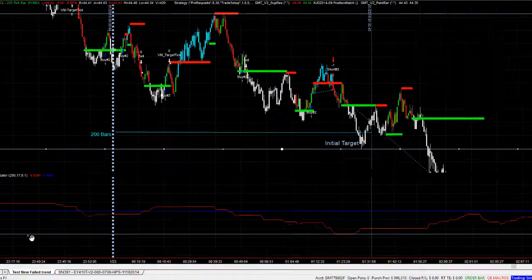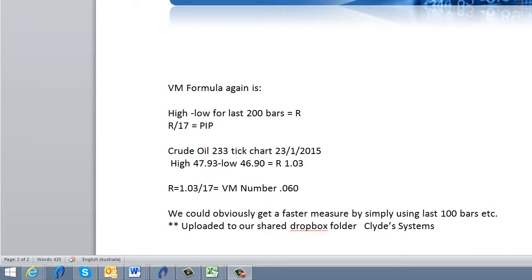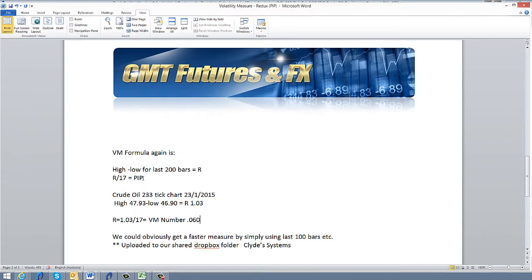Okay traders, so let's go through our formula. We have our high minus our low for the last 200 bars. That's our default, and that equals R. Now R is then divided by 17, and that equals our pip number, or our VM number. That's the VM number, and that's the value that we're going to use to determine our volatility.